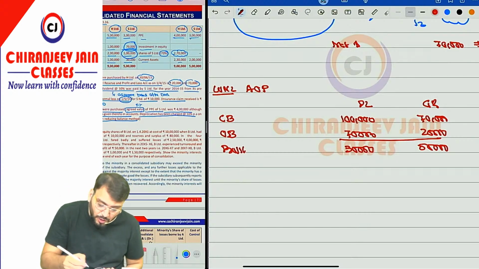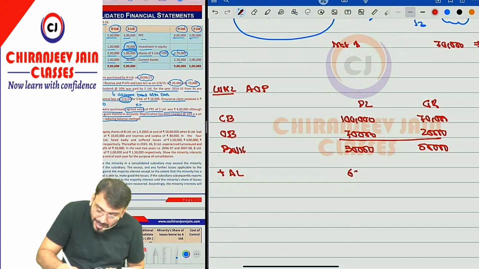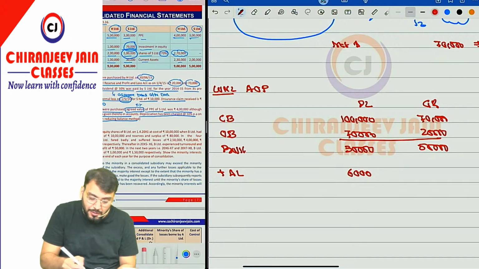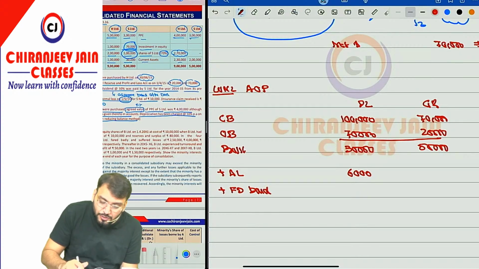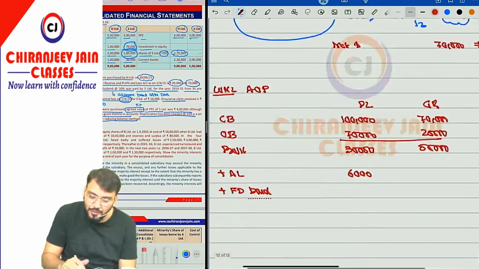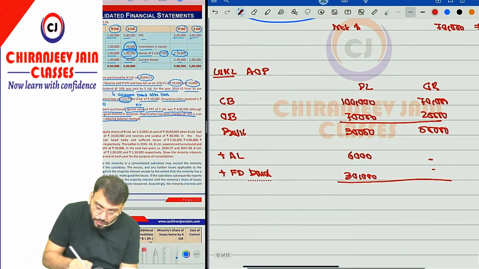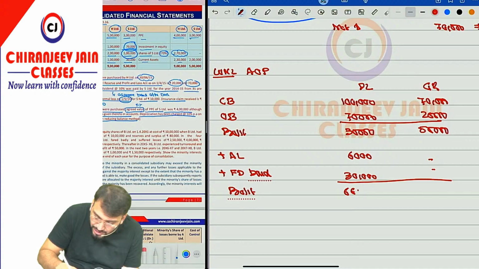So we'll do plus abnormal loss because we want, for allocation, profit before abnormal loss. So abnormal loss will be added to PL because it has been deducted from PL, so it is added back. And plus we'll do final dividend paid. Final dividend paid is 10%, no? 10% of 3 lakh, that is 30,000. So 30,000 will also be added. Have you understood this? So how much is this coming? The profit before dividend and before abnormal loss is 66,000 and 50,000.